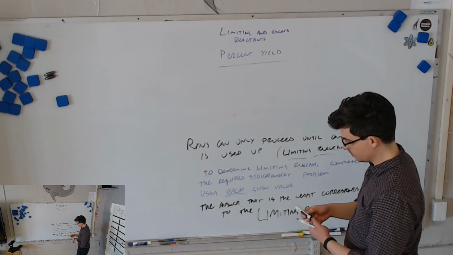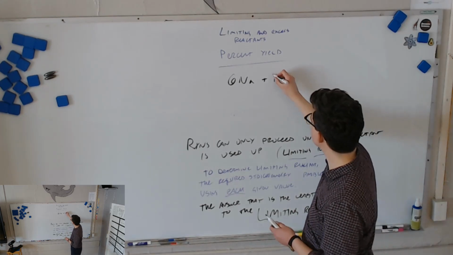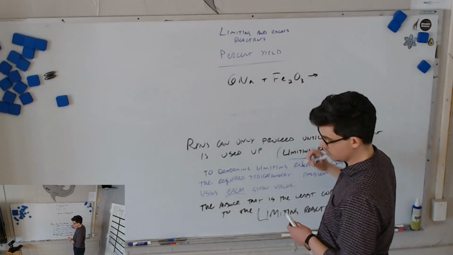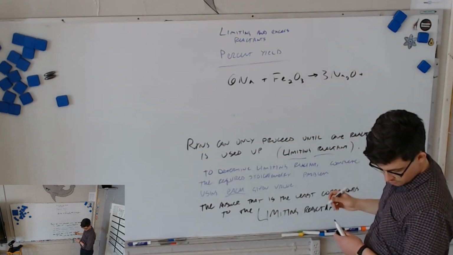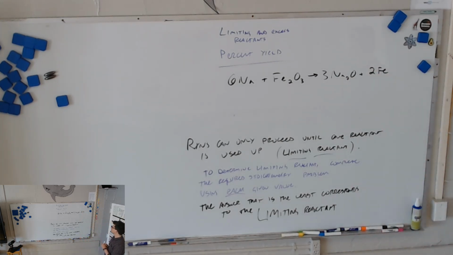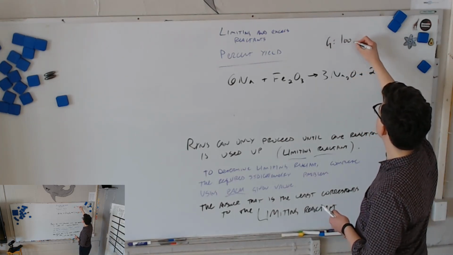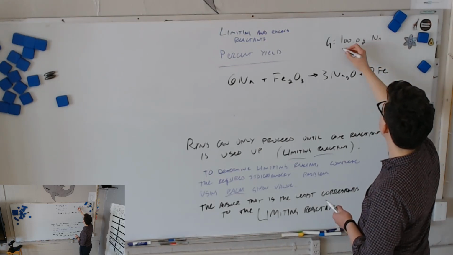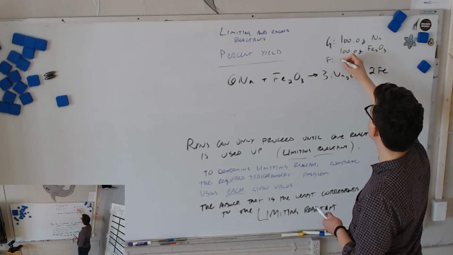So our equation is this. 6Na plus Fe2O3 yields 3Na2O plus 2Fe. Sodium plus iron 3 oxide yields sodium oxide plus iron. Given: 100.0 grams of sodium and 100.0 grams of iron 3 oxide, find limiting.